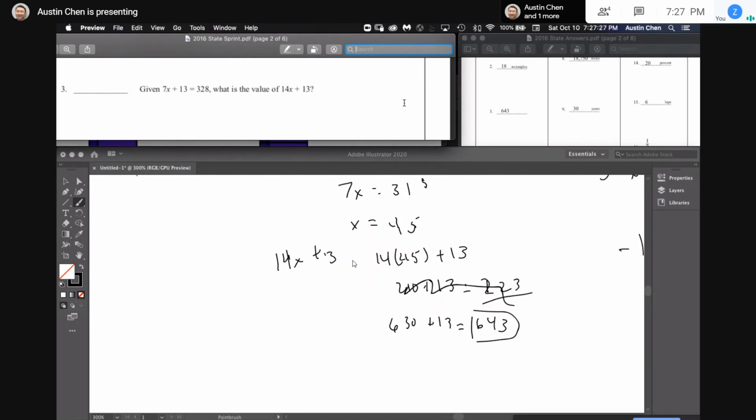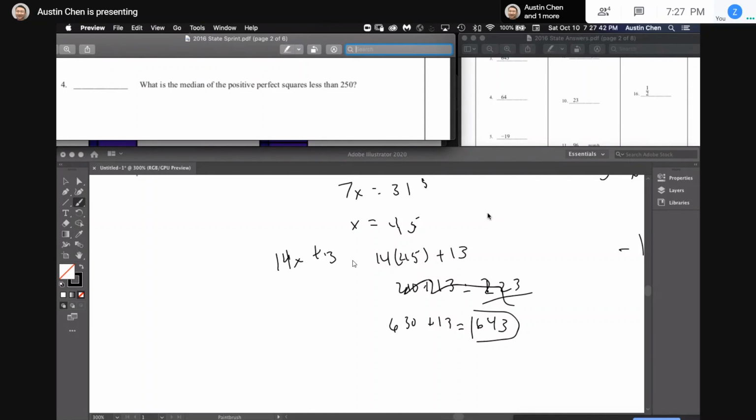Yeah, okay. These at the front are very simple, so there's nothing really to do, just don't make dumb mistakes, I guess. Like saying x is 15 when it was 45.